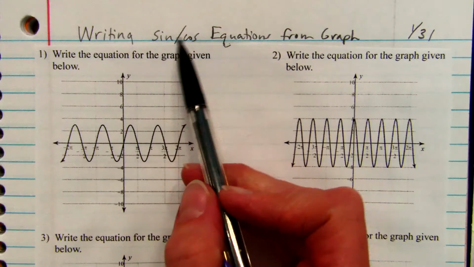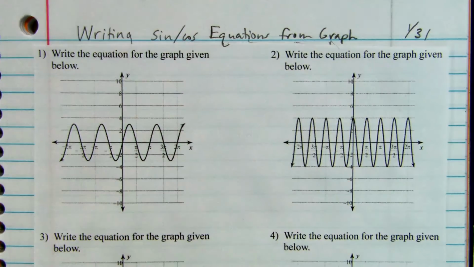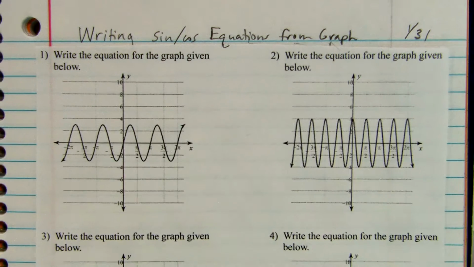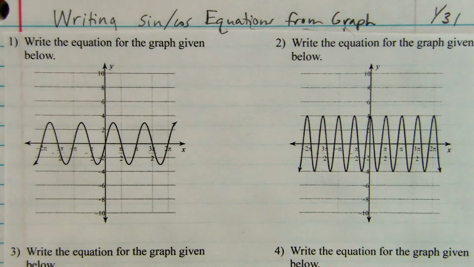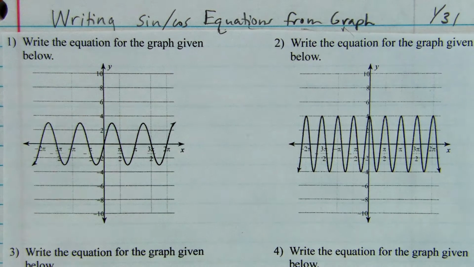So we're writing sine cosine equations given a graph. Yesterday, the last lesson, they gave us the amplitude, the period, other information, and we wrote the equation. Now we're going to take that information from the graph and do the same thing. It says write the equation for the graph given below. So the first thing we've got to figure out is any important information that we need.